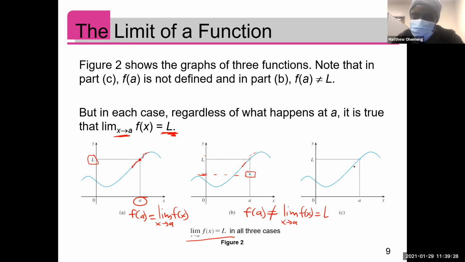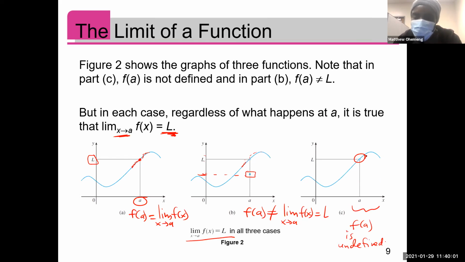Okay, now let's look at the last graph. Is the function defined at A? What do you say? Is the function defined at A? The function is not defined at A, because you see a punched hole here. You can't read the value at A. So for this graph, f of A is undefined. But does the fact that f of A is undefined affect the limit as you approach A?